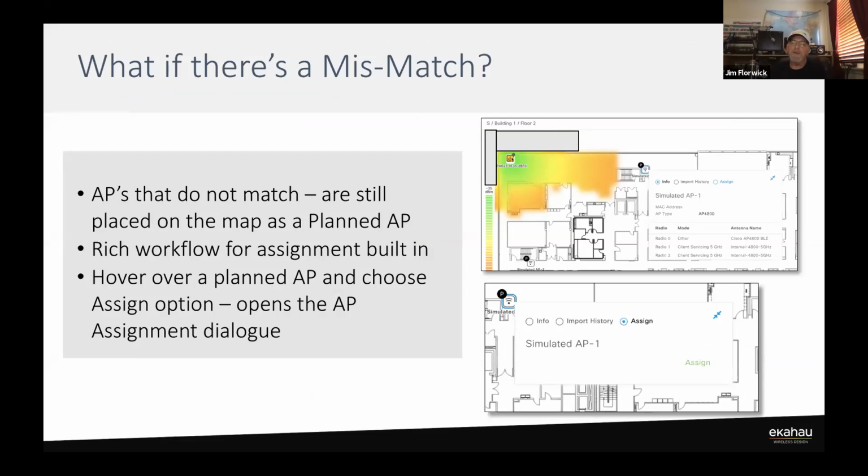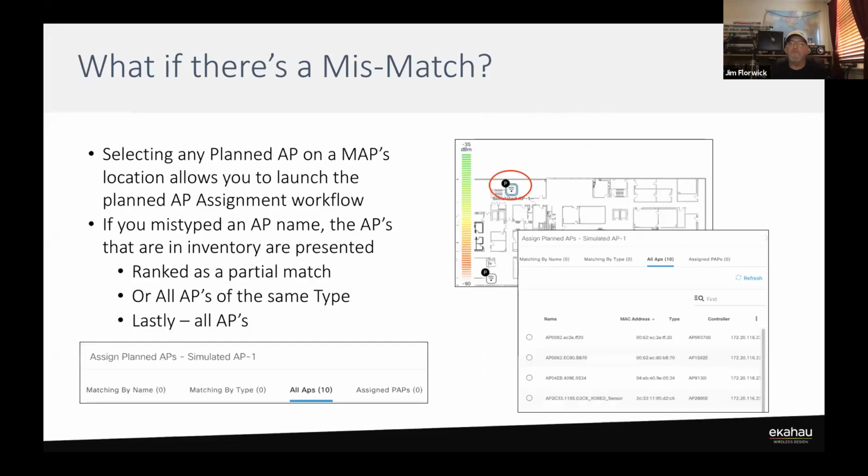In order to go back and reassign this at any point, let's say there's two conditions here. I've got the wrong information, or I just don't have it on the system yet. I can go back at a later point, and there's a workflow associated with that. I can select that planned AP, and then I can open the assign panel. And within the assign panel, there's a couple of ways that I'm going to look at it.